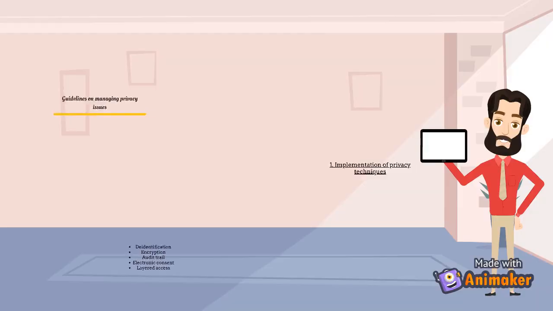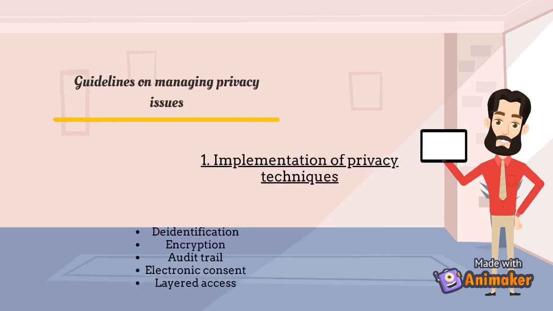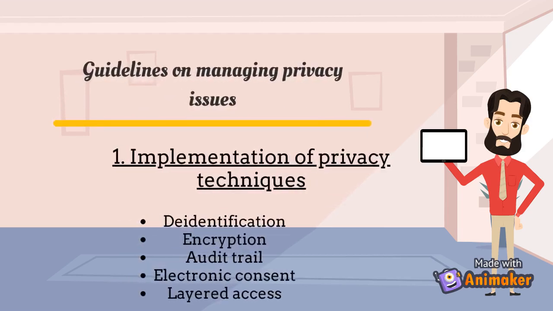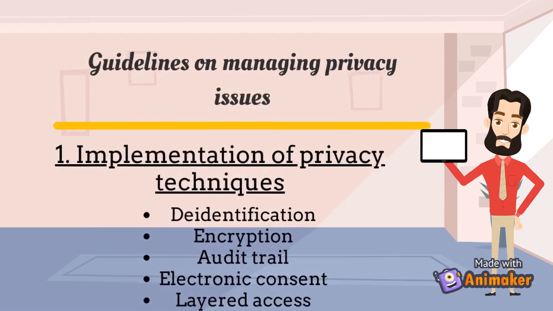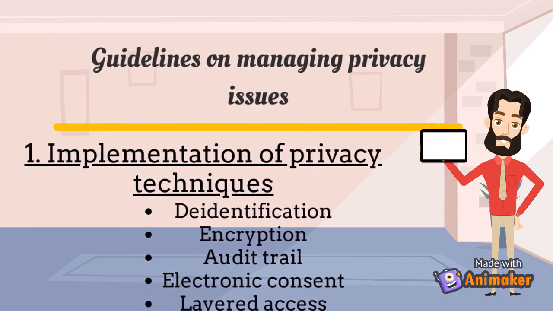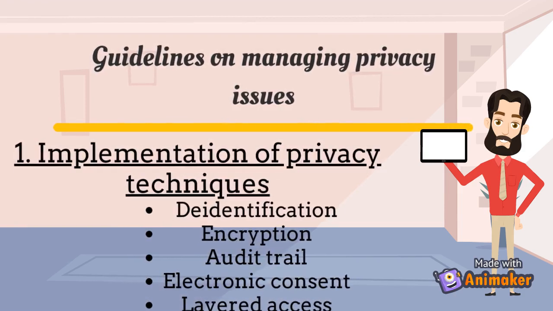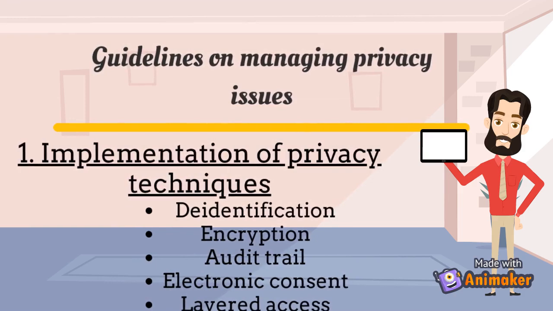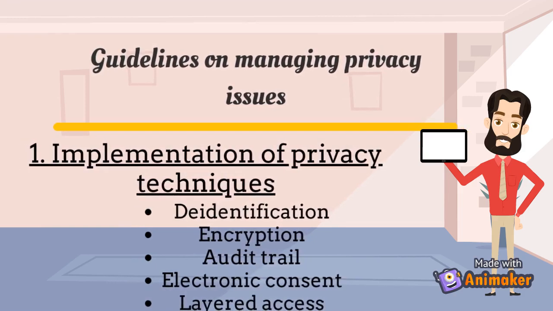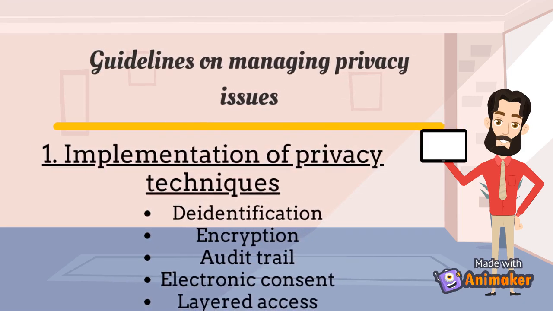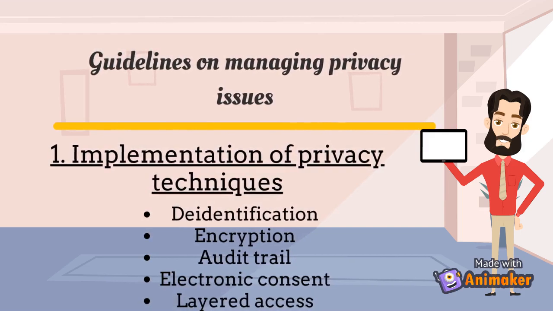Let's discuss guidelines on managing privacy issues. The first method is establishing new privacy techniques like de-identification to prevent identification and re-identification, encryption to protect patient information, conducting regular audit trails, ensuring electronic consent, and implementing layered access to patient information.